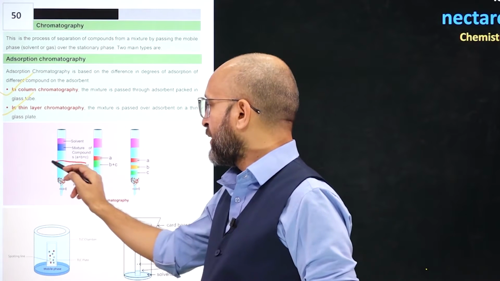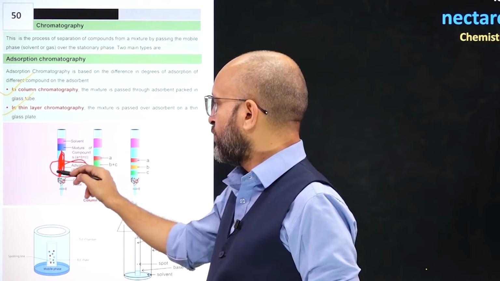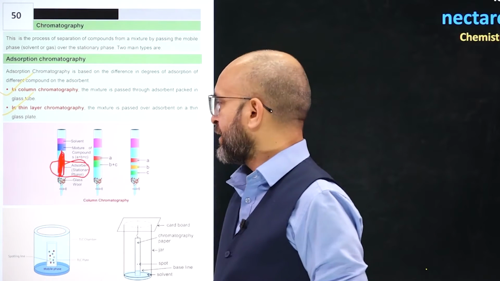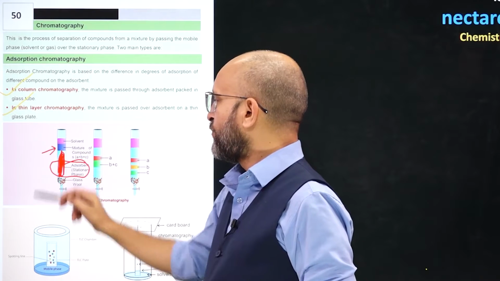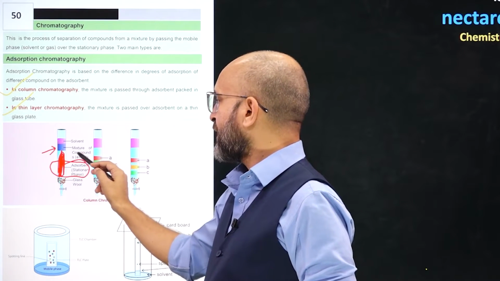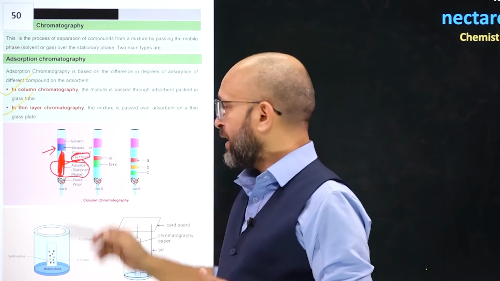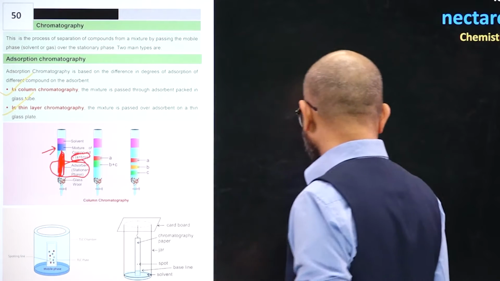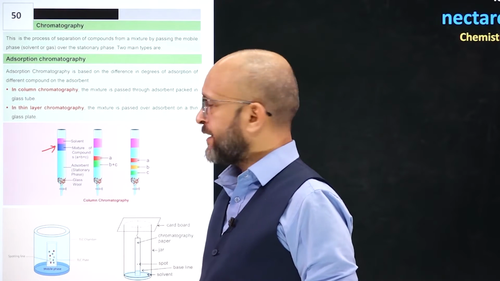You have adsorbent here. This is adsorbent. This blue part is adsorbent, and the mixture is placed on top of it. Dark blue is basically the mixture which has components A, B and C. The mixture which we need to separate. A, B and C we have to separate. That is what is placed here. This is the mixture which needs to be separated.